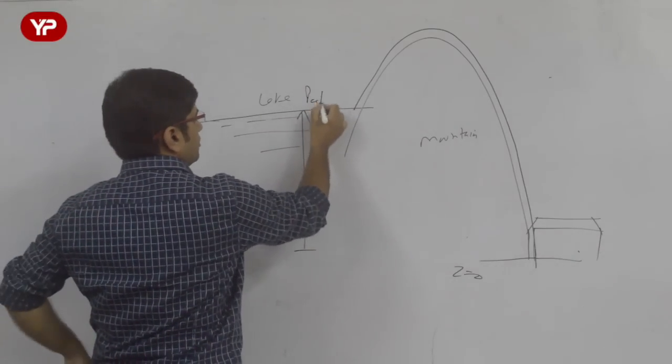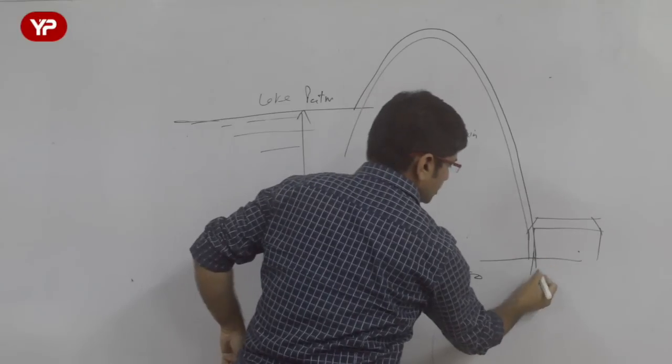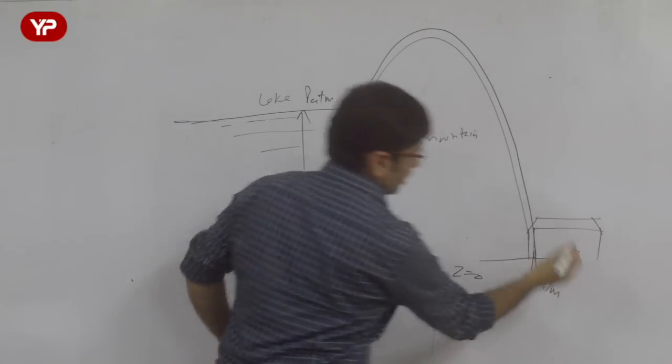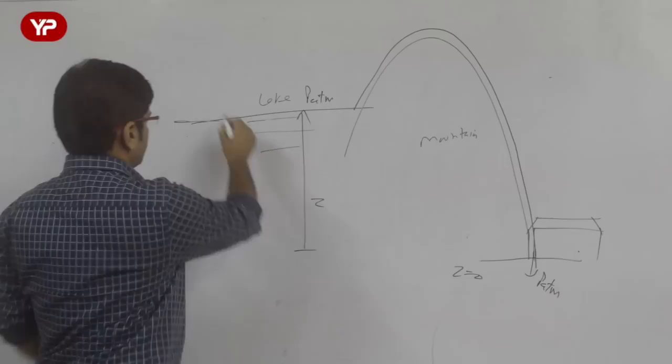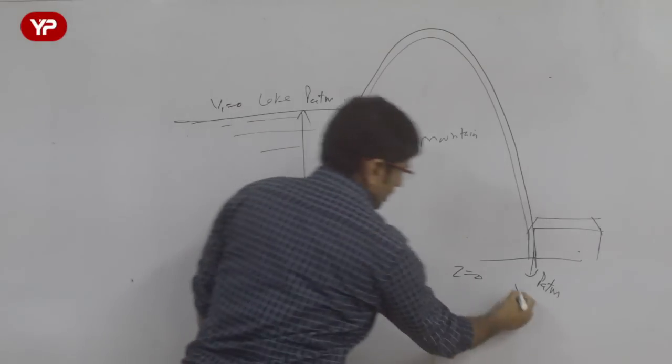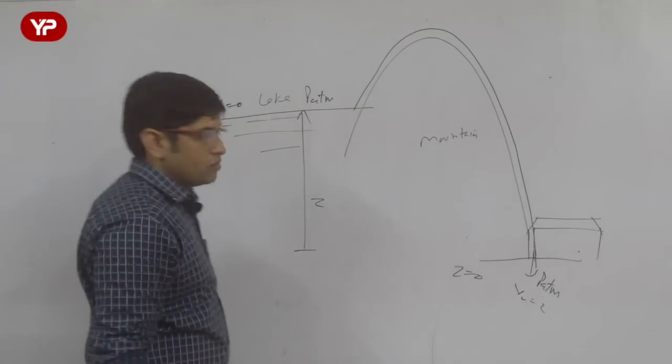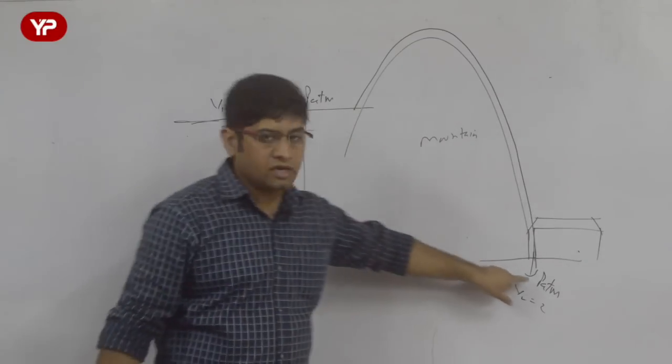What is pressure here? Atmospheric pressure. What is pressure at the exit of the pipe here in my village? Atmospheric pressure. What is velocity here? V1, 0. What is velocity here? V2, I want to calculate. What is datum here? Z. What is datum here? 0.